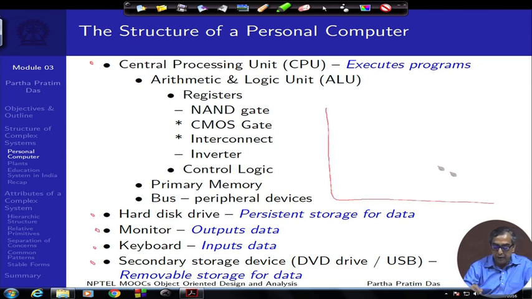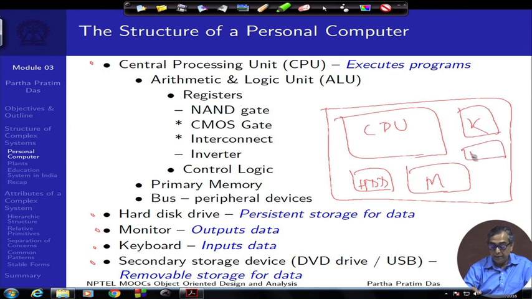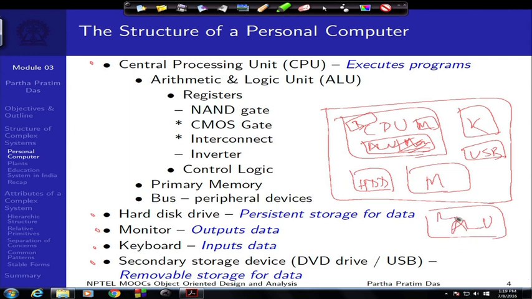So, a personal computer, if I look at it this way, here I have a CPU, a hard disk, a monitor, a keyboard, a USB. Then this CPU in turn has an ALU, it has memory, and it has a bus, all these different components. Now, if I take the ALU, then again I have registers in them. If I take a register, I have gates in them, and so on.